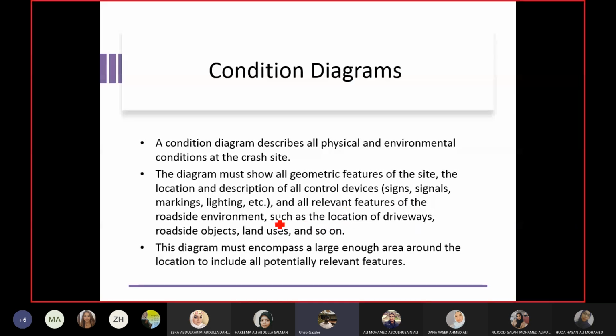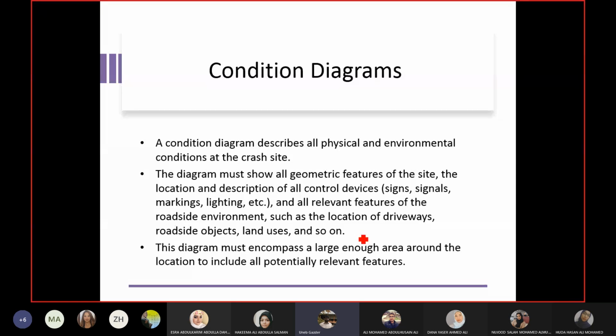So the roadside environment should also be part of the condition diagram. For example, if you have a driveway on the side of the road, roadside parking, objects on the side of the road including trees, poles, pedestrian bridges, and so on. Land use on the side of the road. Do we have a residential land use, or commercial, or bank, or hospital, or what? So all the features which are on the road or around the road should be part of the condition diagram.